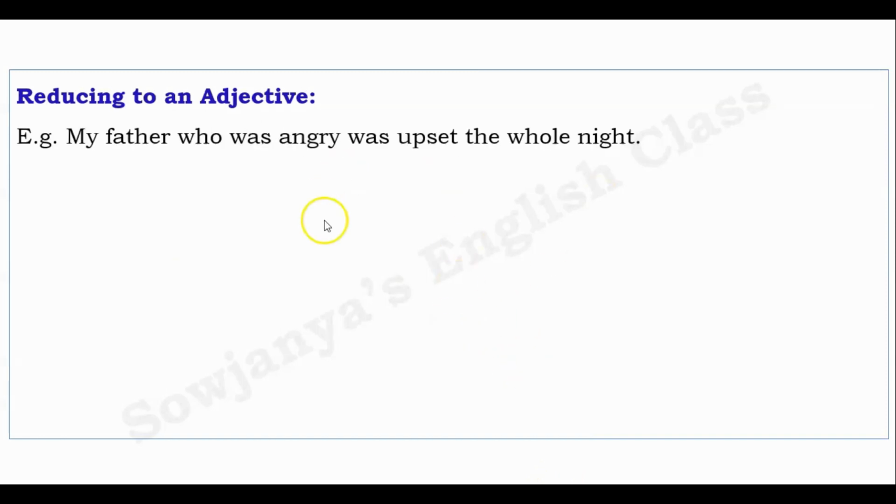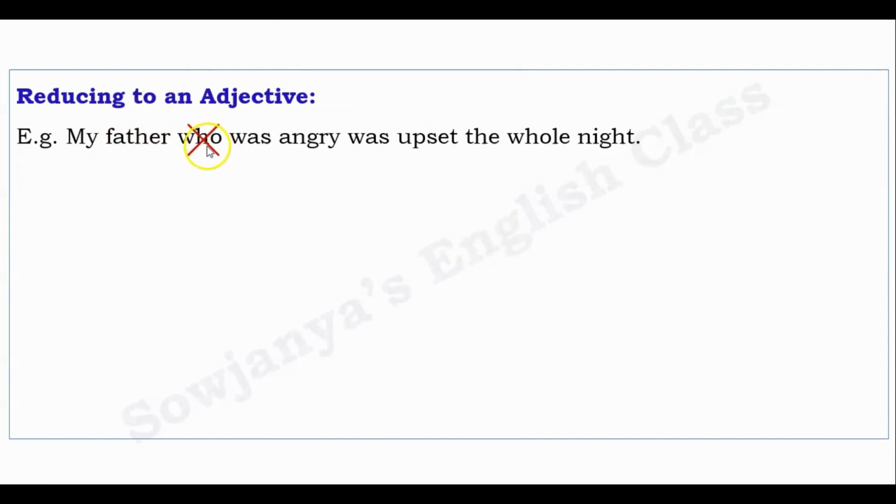Example, my father who was angry was upset the whole night. So here, who was angry, that is our adjective clause. Okay. And then angry. What happens to it? If we reduce it to an adjective, it should come before the noun it modifies. Here the noun is father. So what happens to it?